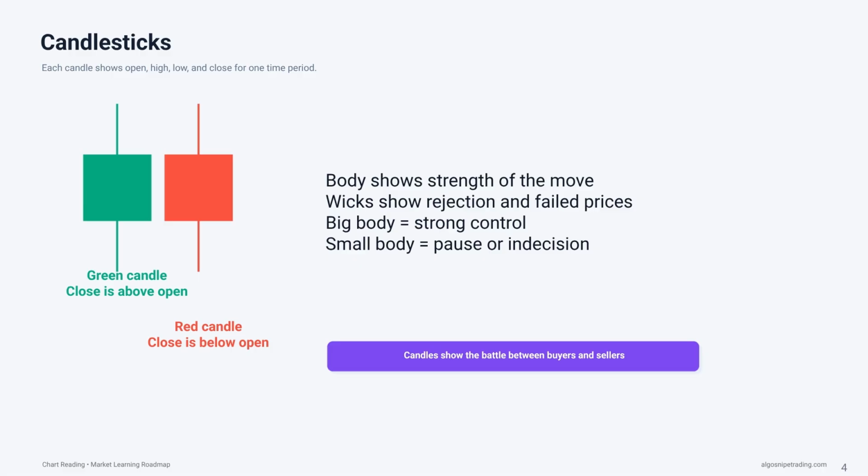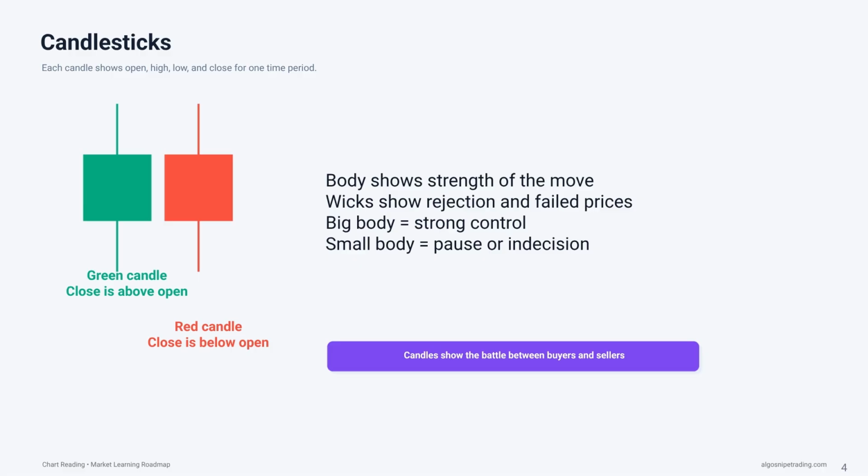A red candle means price closed below where it opened. This usually shows sellers had more control during that candle. The body of the candle shows the strength of the move. A big body usually means strong control by buyers or sellers. A small body usually means the market is pausing or unsure.